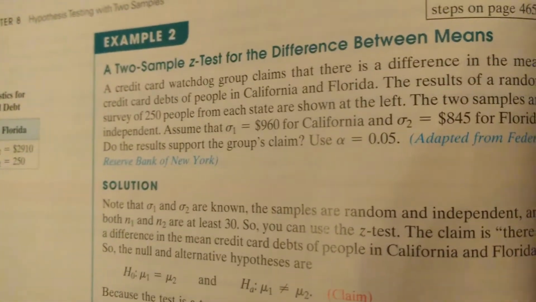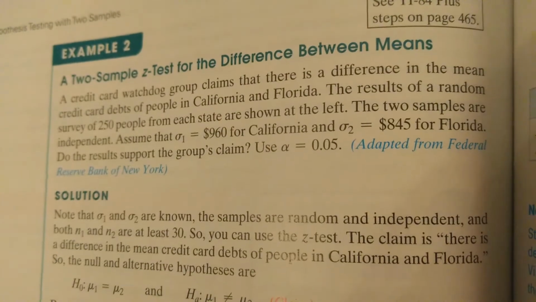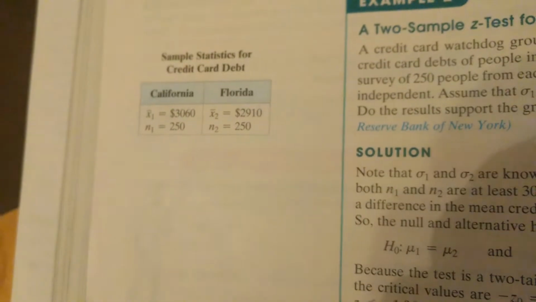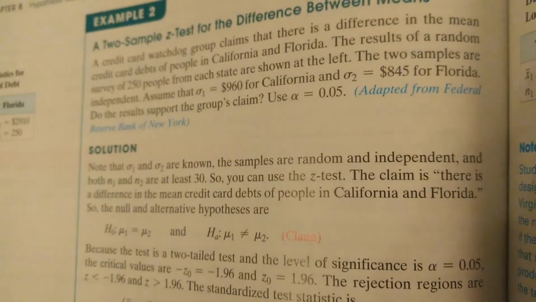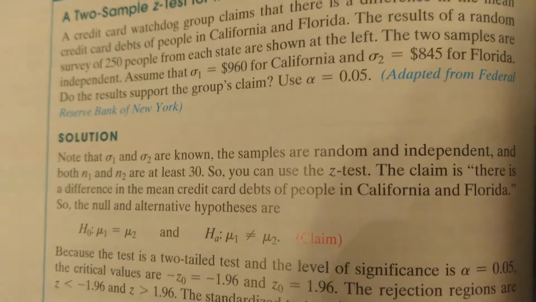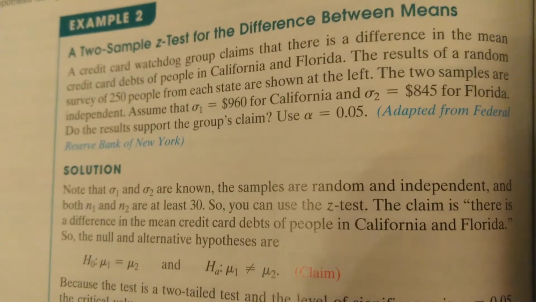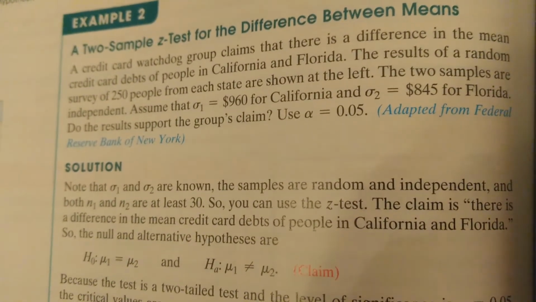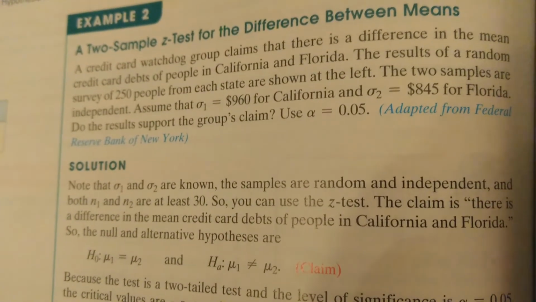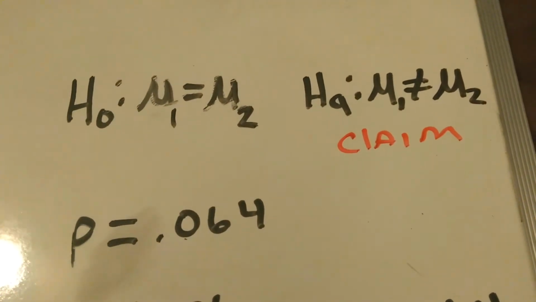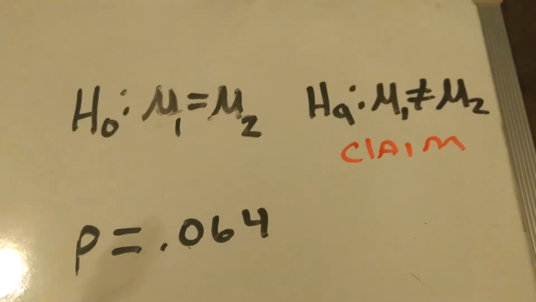We read further, and it says the results of a random survey of 250 people from each state are shown at the left. That's the table that I just showed you. It says that the two samples are independent, so there's our independent. It has to state that they're independent. Assume that sigma 1 for California is $960 and sigma 2 for Florida is $845. It asks, do the results support the group's claim? So we're looking to reject the null hypothesis. If we do, that supports the claim.